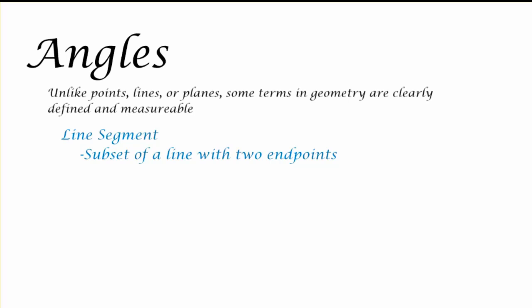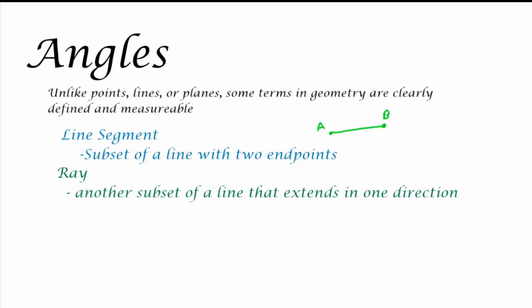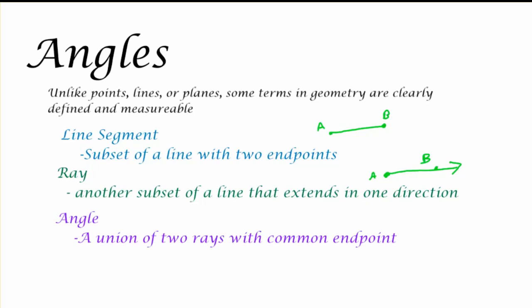We have a line segment, which is defined as a subset of a line with two endpoints. I can draw a line segment here to show you how I have two defined endpoints and the line between it, and it only goes from A to B. I also have a ray. A ray is another subset of a line, but instead of going from one endpoint to the other, a ray starts at A and continues through B and goes in that direction infinitely.